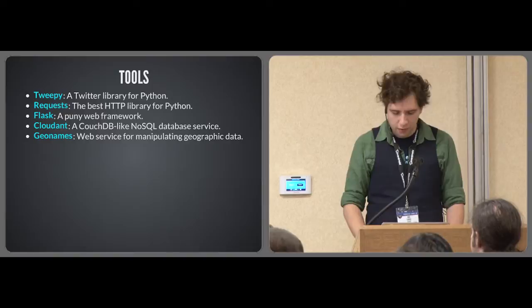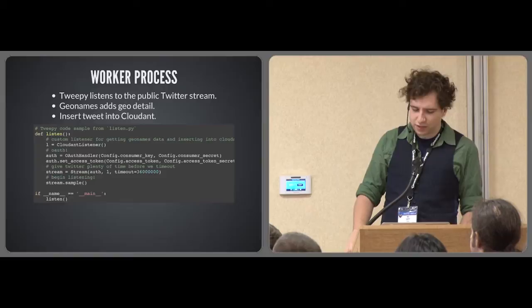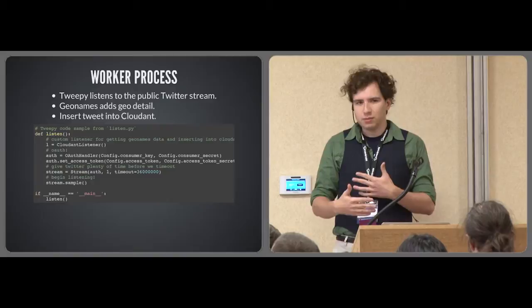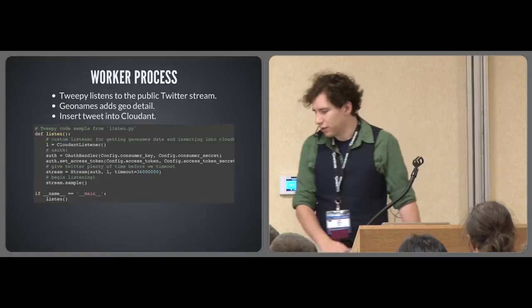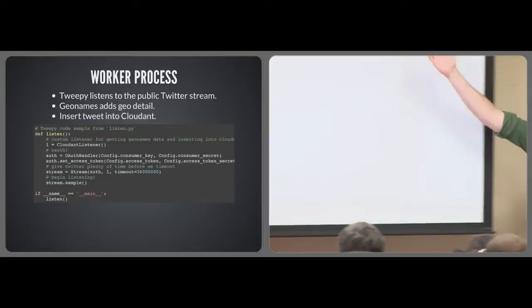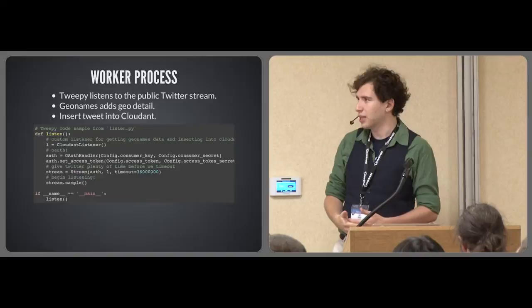Flask Listen has two processes to it. It has the worker process, which listens to the Twitter stream, fleshes out that data with GeoNames, and then inserts the tweets into Cloudant as they occur. This is the essential code for connecting to that public stream. The only custom code really is this listener, and that's handling just parsing the tweets, so it's where, based on your specific needs, it's going to be the most custom, but it's still just manipulating a dictionary, basically.